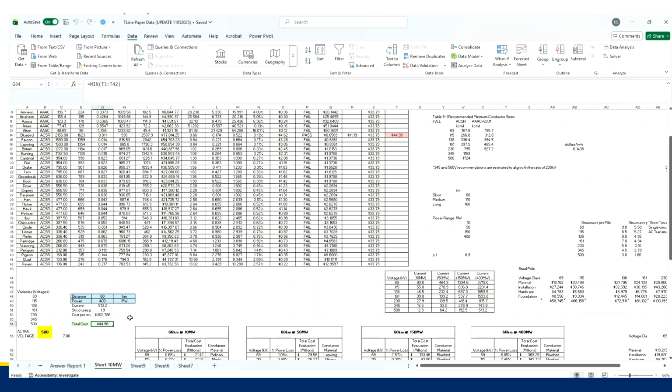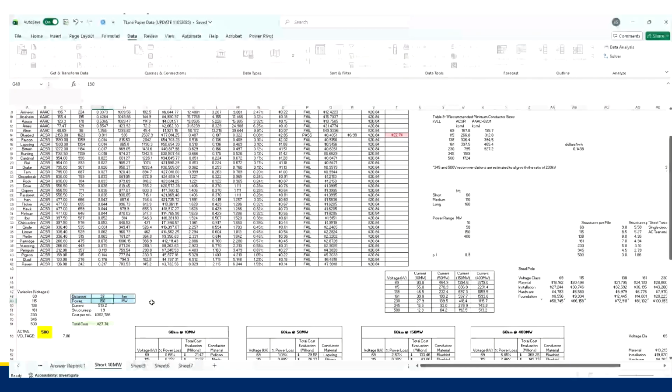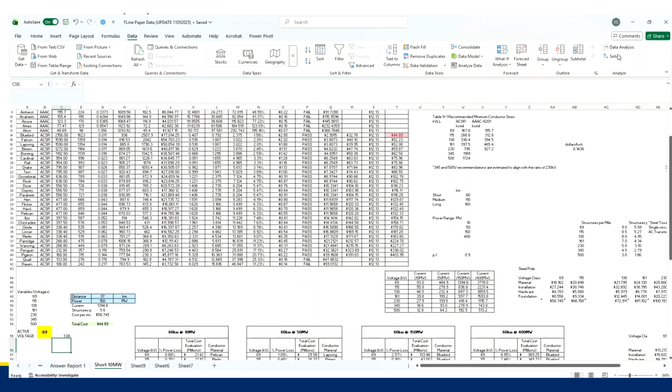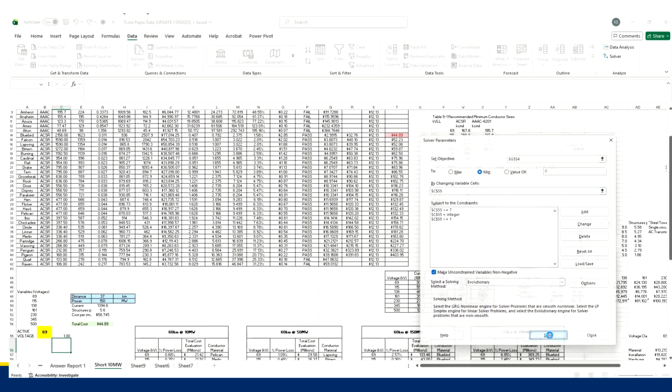Now, for this model and for proof of concept, I limited it to 4 different power ratings and 3 different distances: a short, a medium, and a long distance. But realistically, any number could be put in here. So if you were doing a 37 kilometer line at 150 megawatts, then you could run the solver model and get an optimized solution for those parameters. And we'll do that real quick.